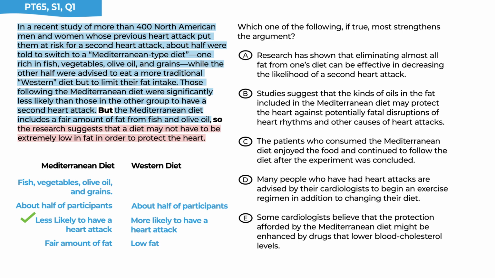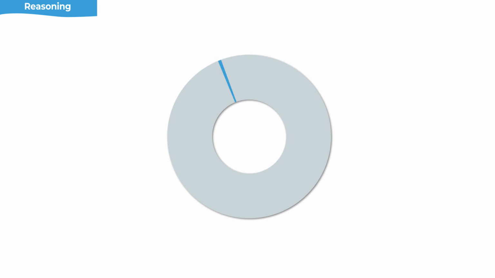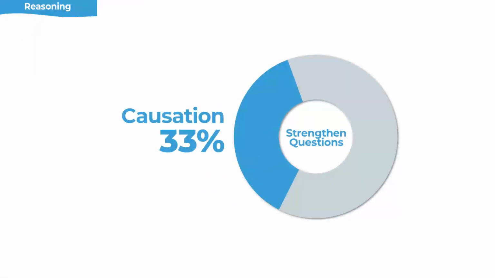So one issue I have with this argument is that it's mistaking a correlation for cause and effect relationship, and notice that the cause and effect relationship is in the conclusion. Causation is going to play a role in about 33% of strengthening questions, and you really want to be on the lookout for them to assert causation after merely ascertaining a correlation between two events. Then you can start to figure out how to make that argument better.